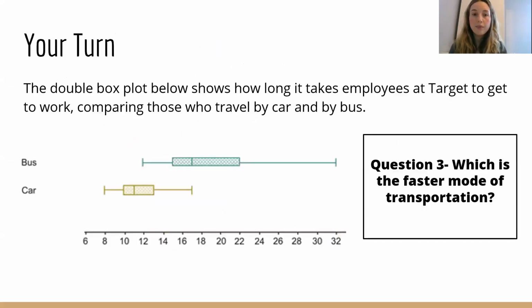All right, let's move on. Same box plot that we're going to be looking at, but now we're answering a different question. So question 3 is, which is the faster mode of transportation? Before we actually go to solve this, same process, we're going to make a prediction. Take the next 30 seconds to enter a prediction into the chat box on Zoom. Which is the faster mode of transportation do you think, just visually based off of this graph?